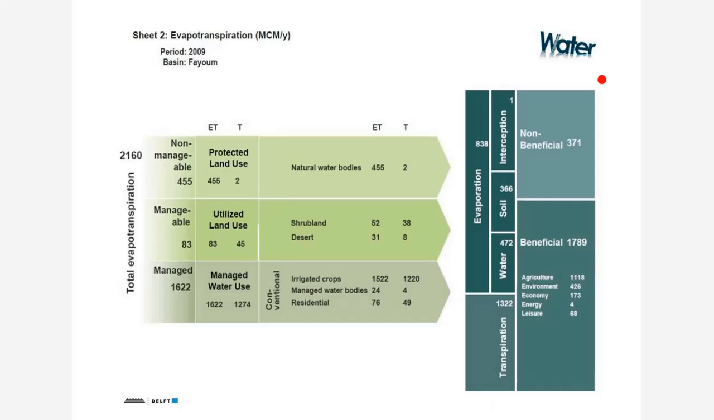And this is an example again from Egypt, how they have developed their own accounting sheets for their particular case. So they have very few land use types. They have a large desert area and so on. And then they do calculation only for these components.